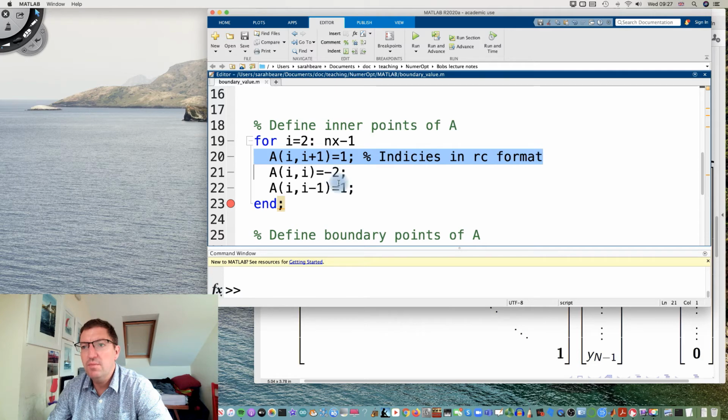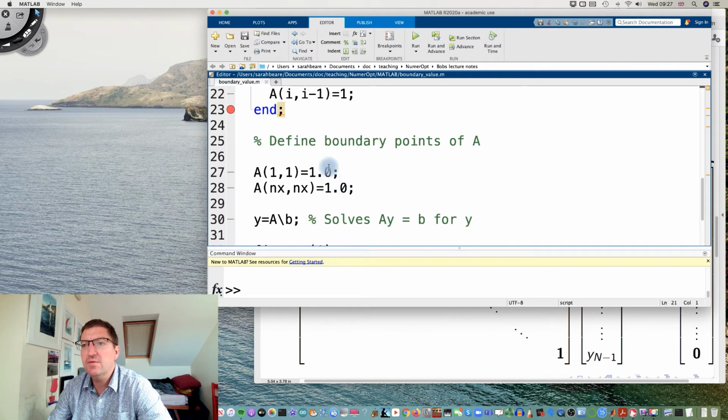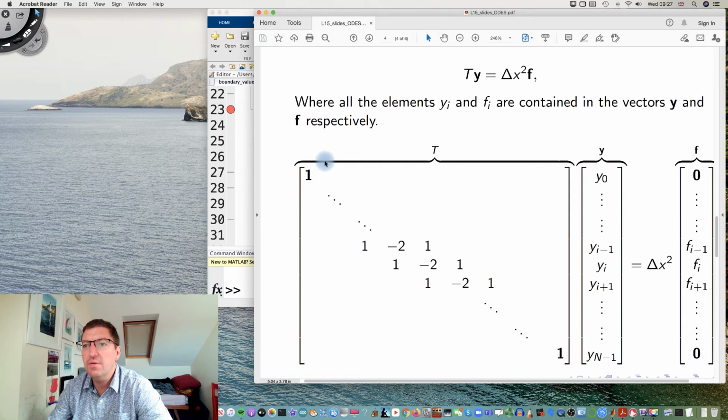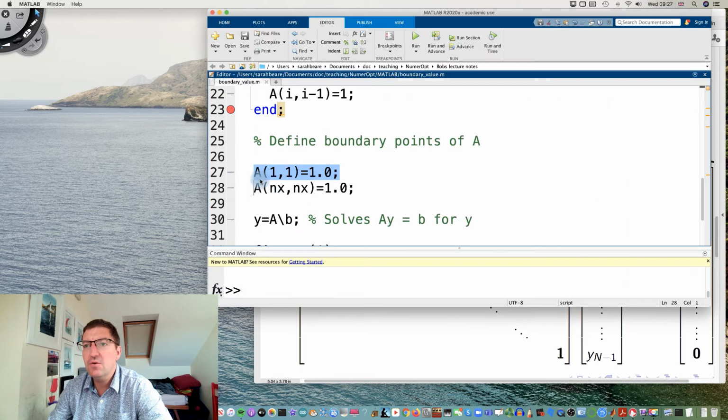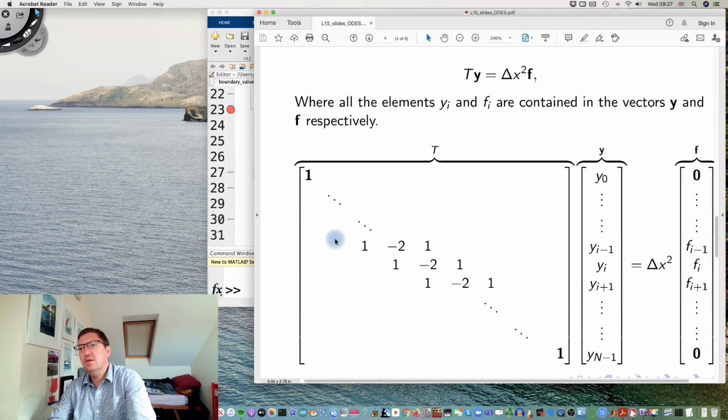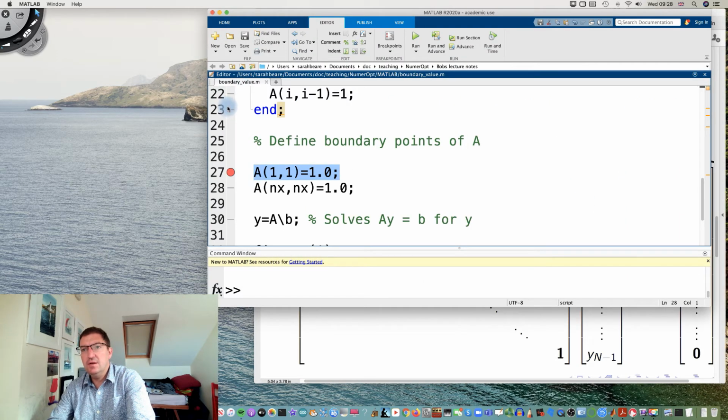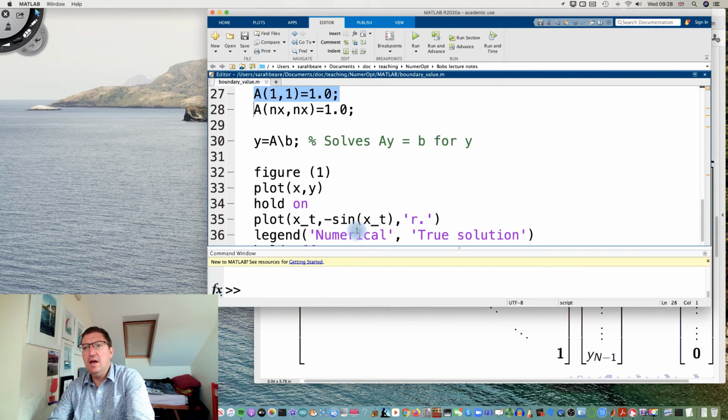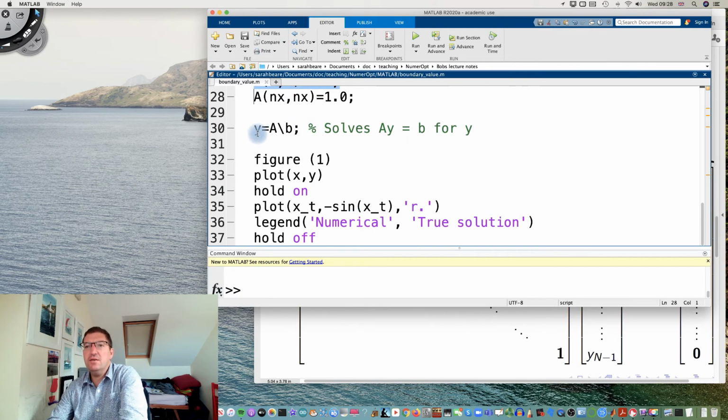And those are filled in 1, -2, 1. And then the final thing is to fill in the boundary conditions, which are these 1s at the corner. So that corresponds in MATLAB, remember, this is index 0 in the method, but that corresponds to index 1 in MATLAB, and then nx, n. So those are the boundary conditions we fill in, and then finally we just invert it to find the solution, y = a / b.